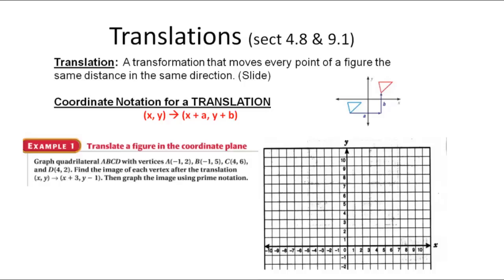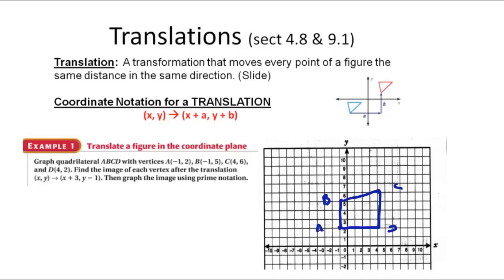If I'm going to slide it, I'm going to add A to X, and I'm going to add something to my Y. I called it B. So my coordinate notation is what I get when I add x plus how far to the right or left I moved it, and y plus or minus. So I'm going to pause, and I'm going to plot this particular quadrilateral. While I do that, you go ahead and do the same thing.